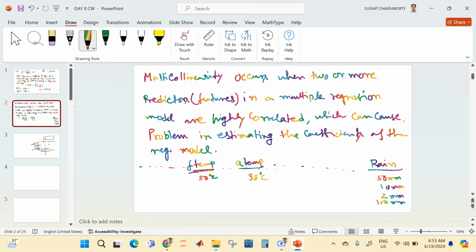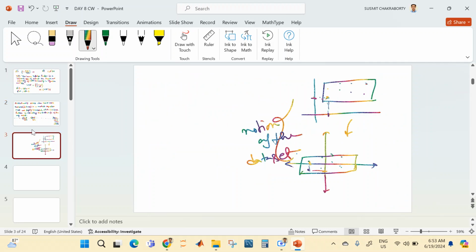So multicollinearity means if any two or more features are correlated, that is, from the definition or from the notion of the data they are correlated, then there will be a problem in estimating the coefficients of those particular features. This is the concept we have already seen. Multicollinearity is a problem, so to detect it we basically use VIF.